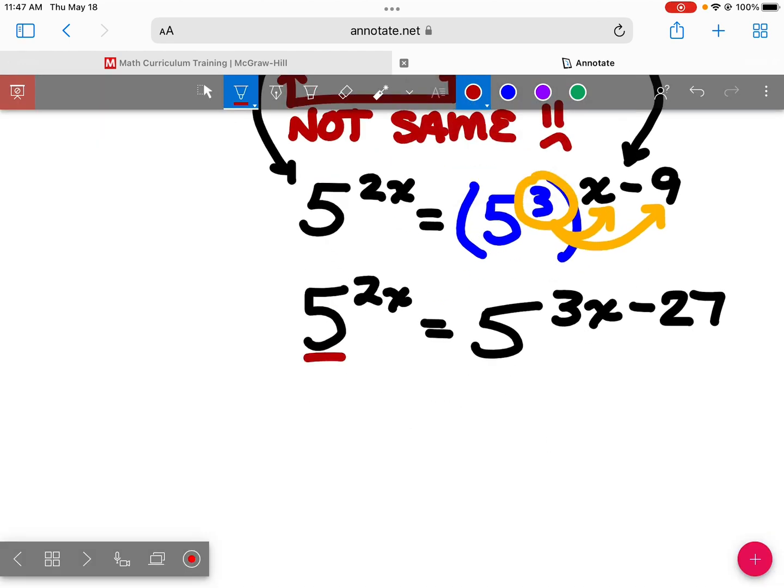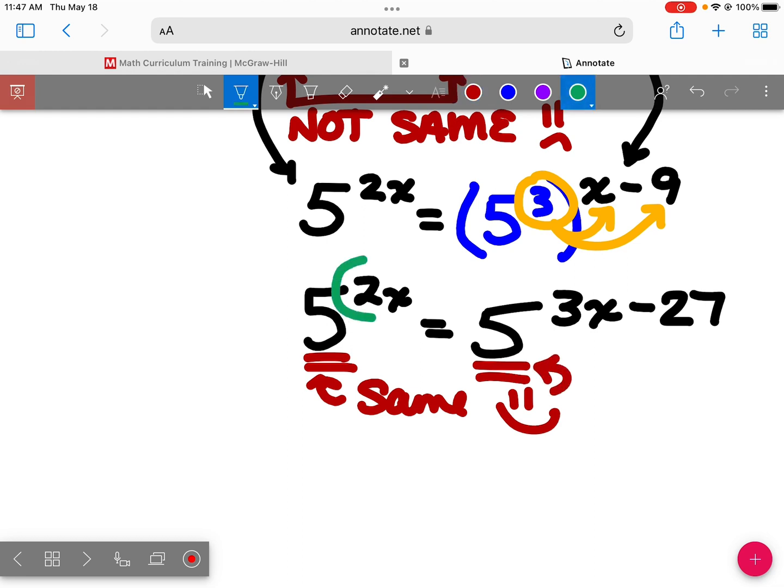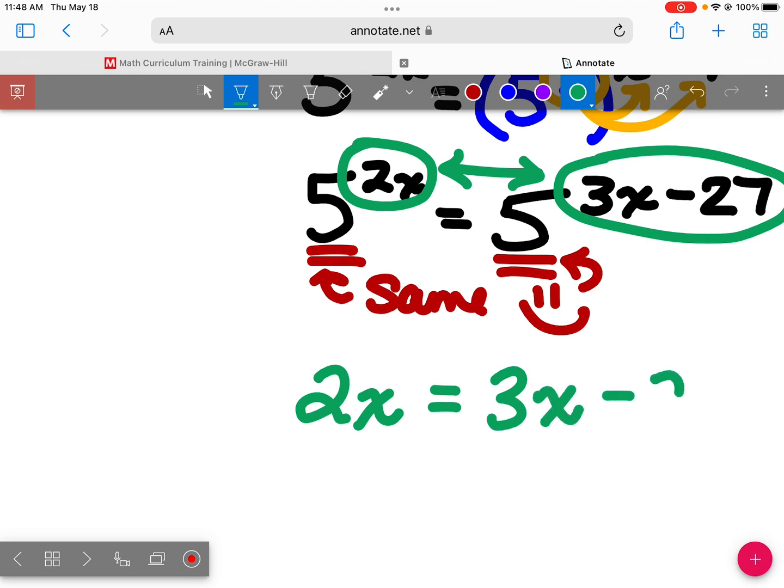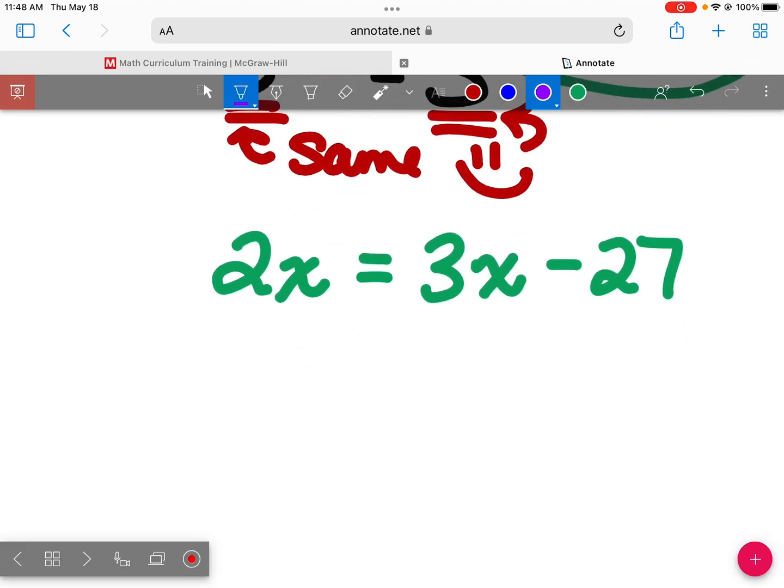Are my bases the same now? Yes. If these bases are the same, then that means the exponents have to be equal. So 2x equals 3x minus 27. And then we're going to solve that for x. If I'm going to solve this for x, I need my x's on the same side. How do I get my x's on the same side? Subtract 3x.